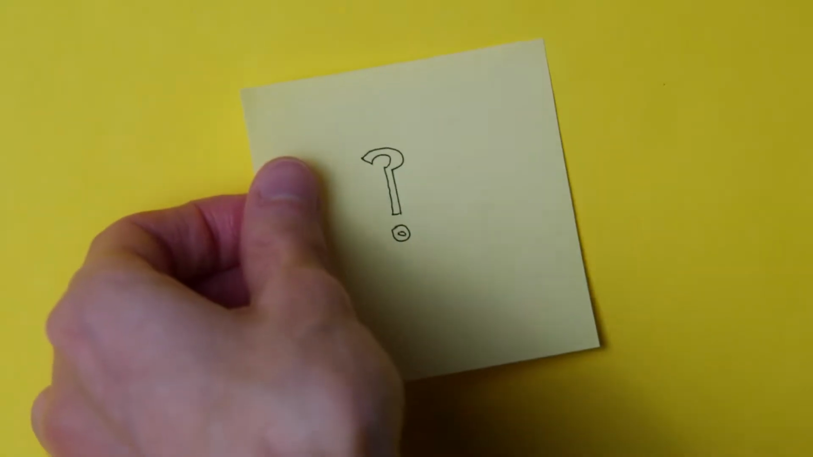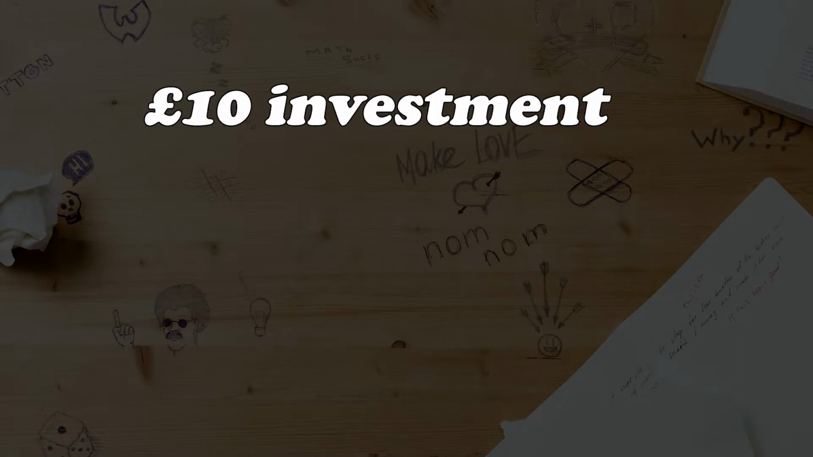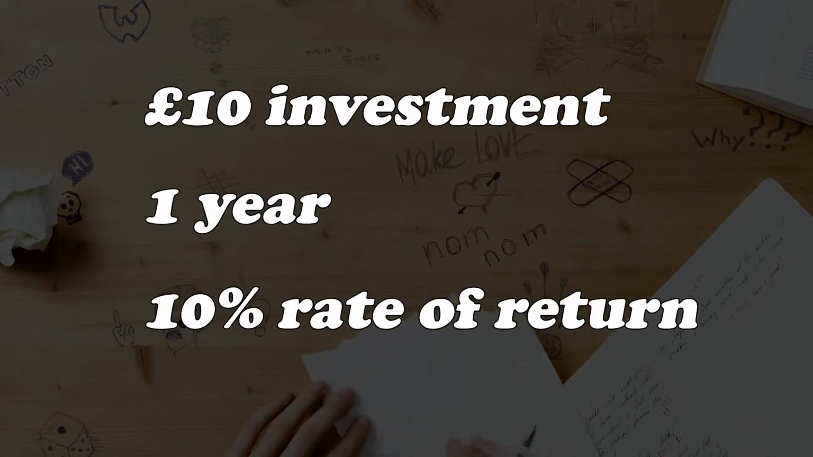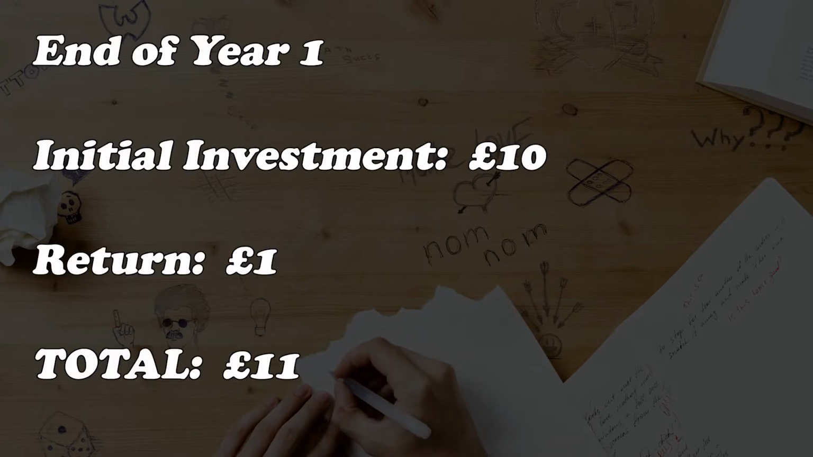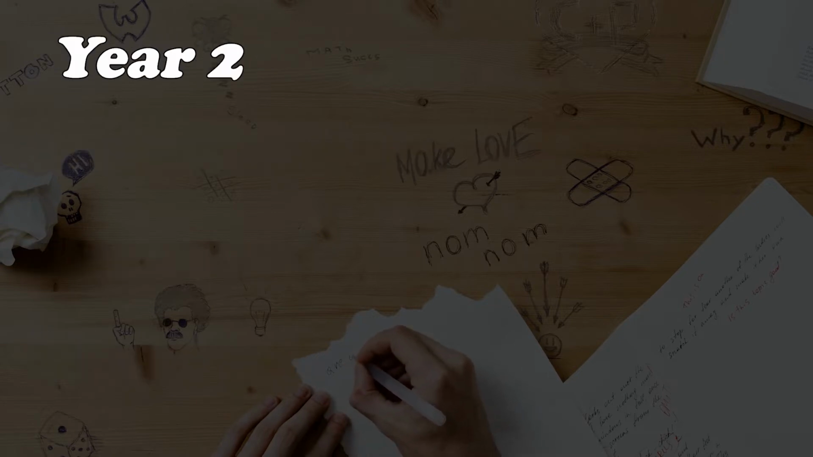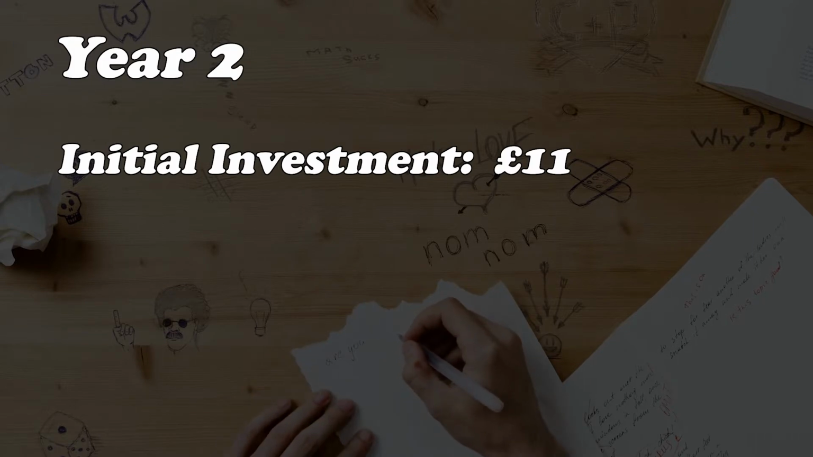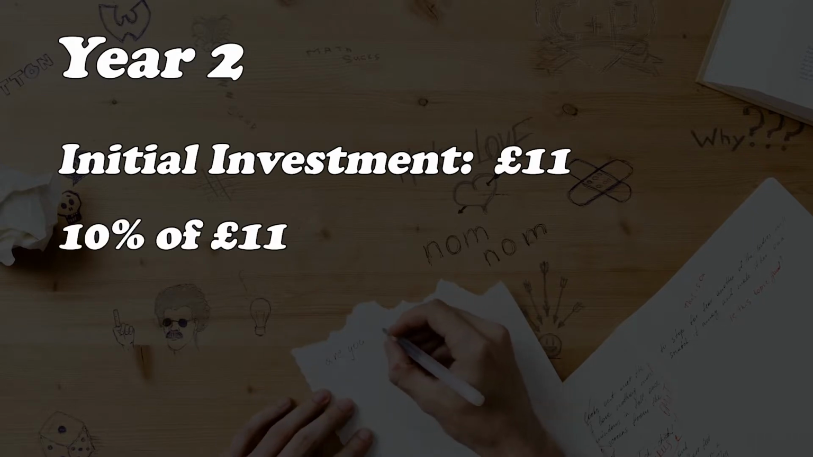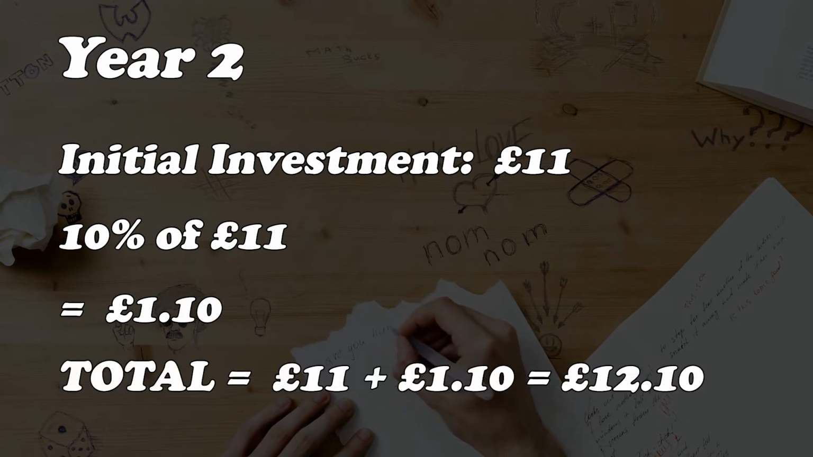Why? Let's go for an example. Let's say you put £10 into a pot for 1 year and you get a 10% return on your £10 investment. This equates to £1. So now you have £11 because you get your £10 back at the end of the year plus your £1 interest. Now let's repeat the process for year 2. Now you put in your £11 and you get a 10% return, but this time your return is £1.10. So in total you have £12.10 at the end of year 2.